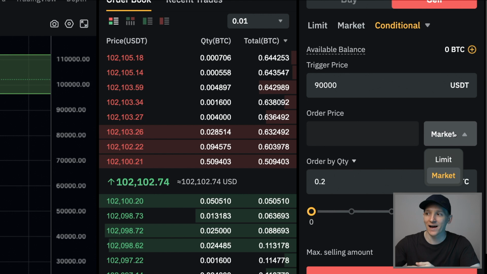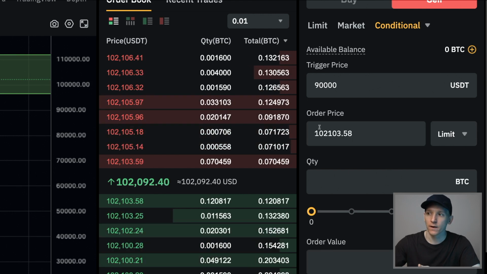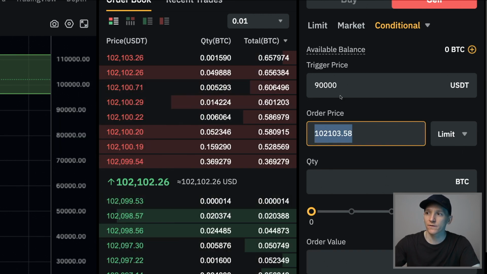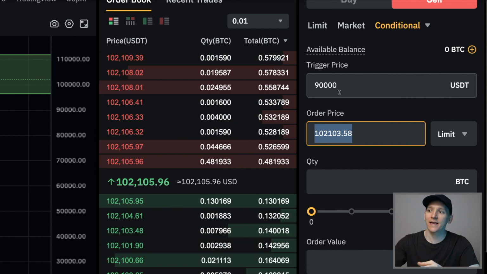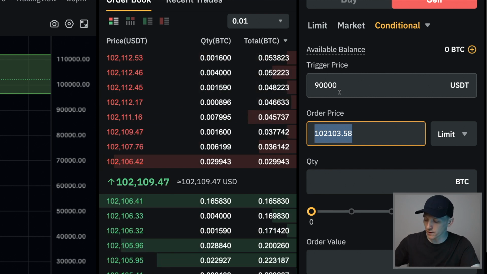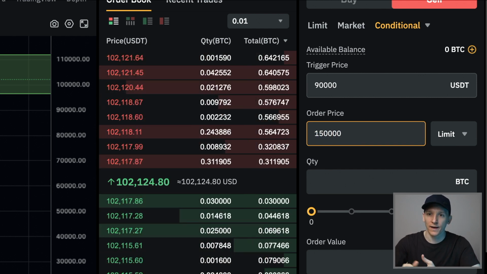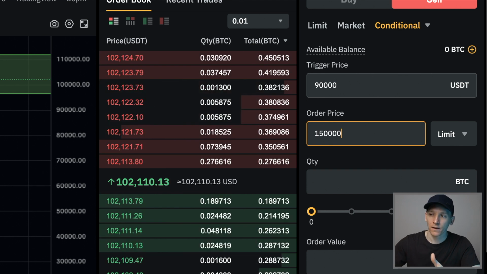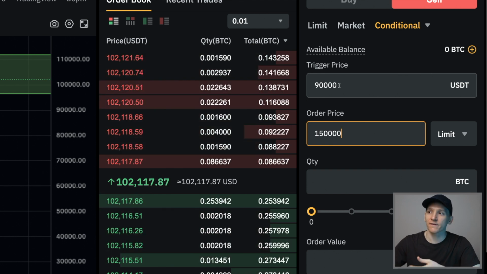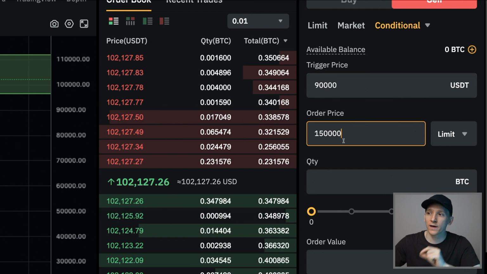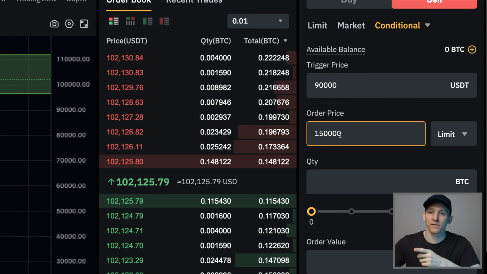Or you can actually add a limit order then as well. And then you can choose the exact price. So you can say at 90,000, input my limit order, and my limit order is 150,000. Well, of course, you're not going to sell any here because what you're telling the system is only at 90,000, put in a limit order for me, and my limit price is 150,000.